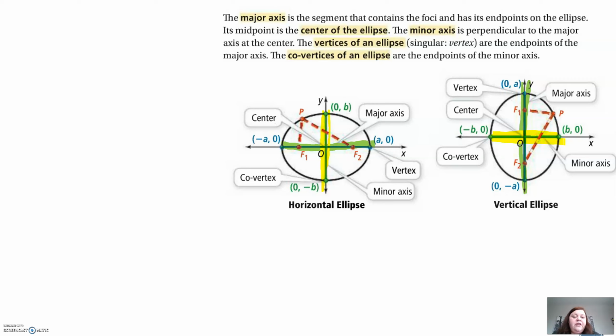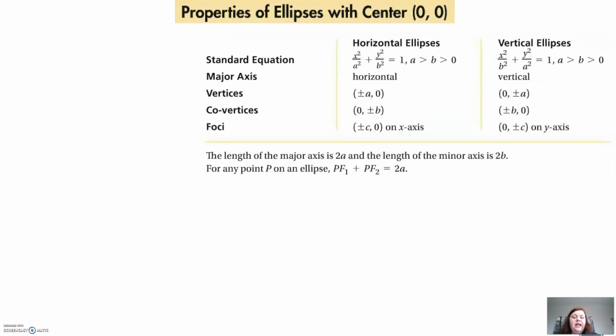And typically we're going to use a when we're dealing with the major axis and b when we're dealing with the minor axis. Okay. So on this page we have a lot of helpful information, or a good place to look for information about our ellipses, if they're centered at 0, 0. Next week we are going to look at it when it's not at 0, 0, but for right now all of our ellipses today will be at that center of 0, 0 at the origin.